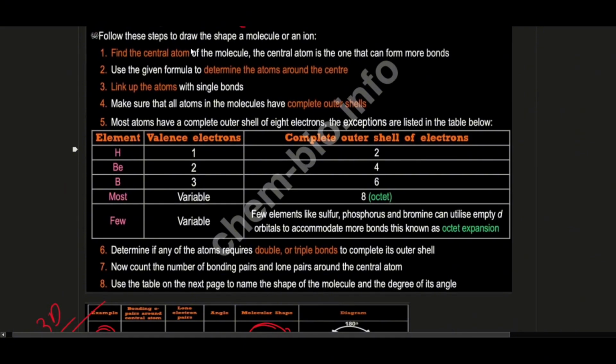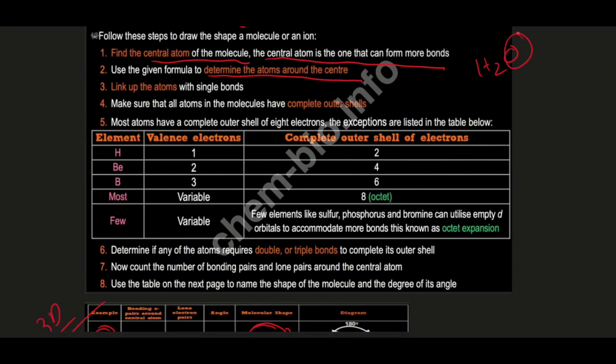At first, you find the central atom of the molecule. The central atom is the one that forms the bonds. Then use the given formula to determine the atoms around the center. Say, for instance, H2O. In this case, who is the central atom? Oxygen or hydrogen? Obviously, oxygen is the central atom, isn't it? This is the first step.